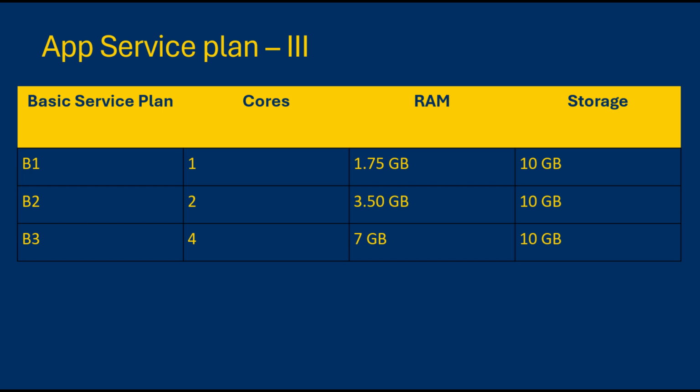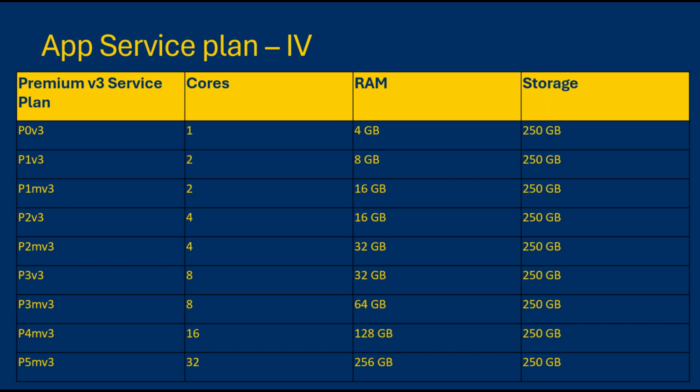Now next slide is for dedicated compute with basic service plan. It provides option for 1, 2 and 4 cores with RAM 1.75, 3.50 and 7 GB respectively. For all three options, the storage capacity is 10 GB each. The next is premium plan, where we have more options for core, RAM and storage. User can extend maximum till 32 cores with 256 GB RAM and 250 GB storage. Such type of plans are used to set up production environments.